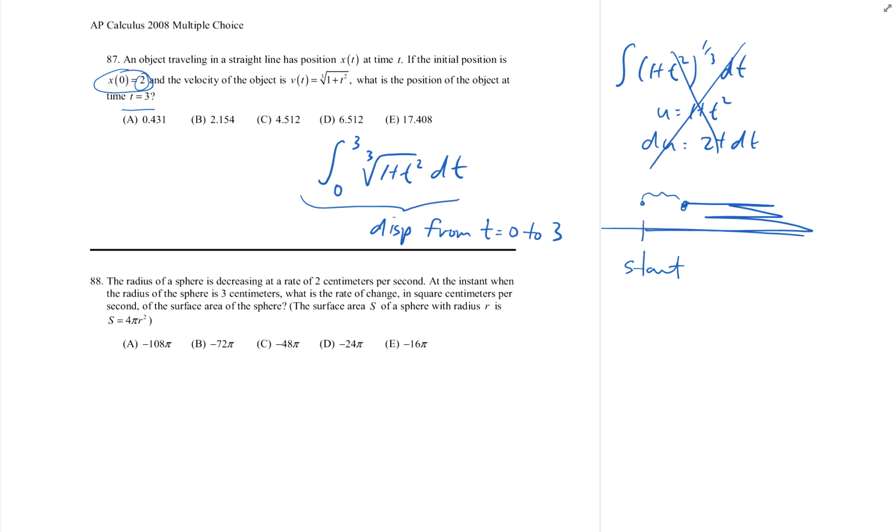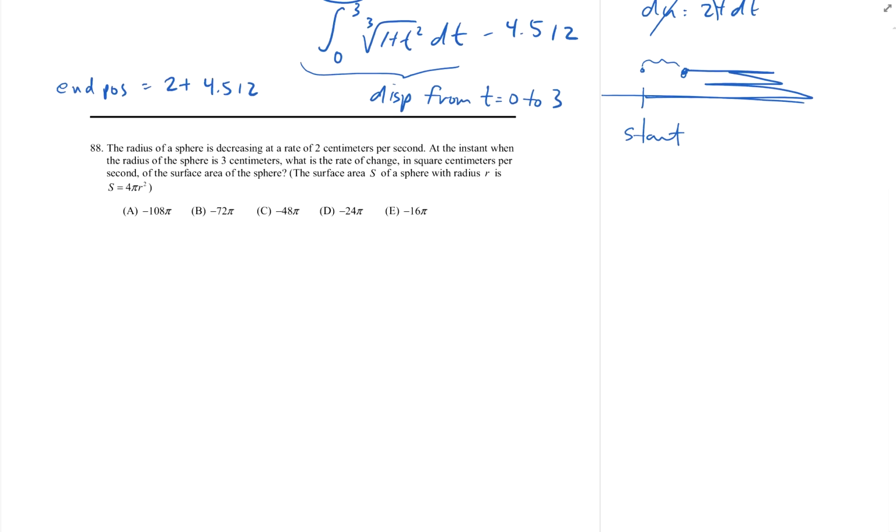Okay, so the right way, you get 4.512, and if you're fast and you go, oh boy, that's my answer, you have to recognize this is a displacement from 0 to 3. Where does it end up? Well, it started at 2, so it went 4.512 from where it started, so its ending position is 2 plus 4.512, which is 6.512.